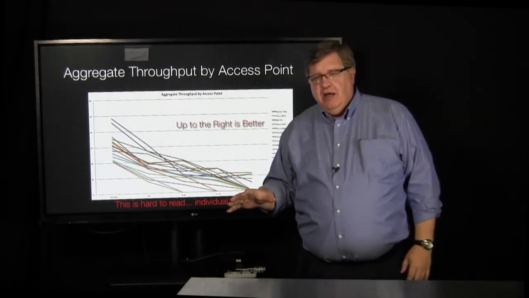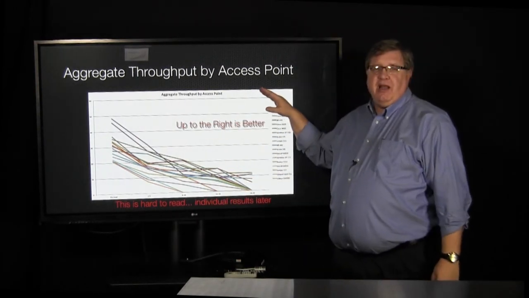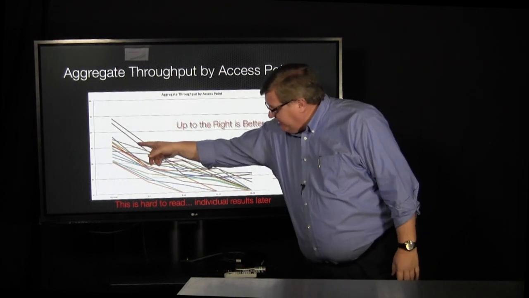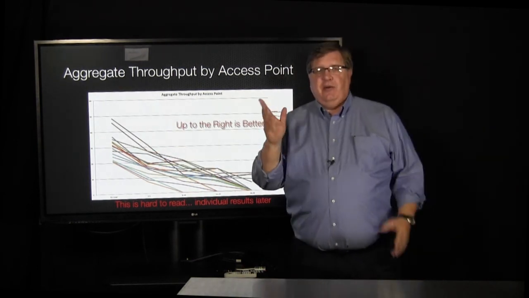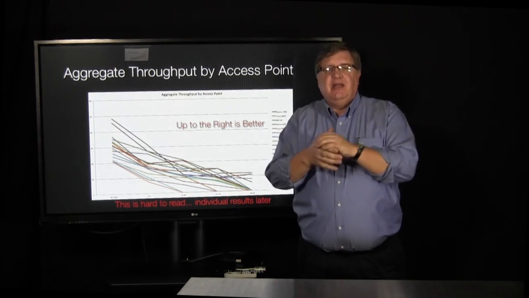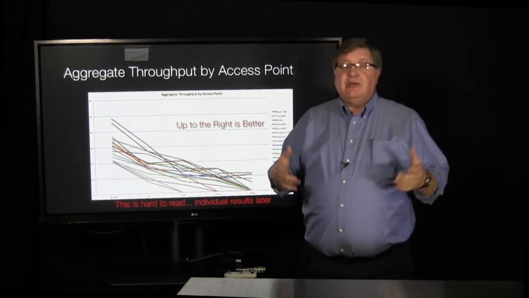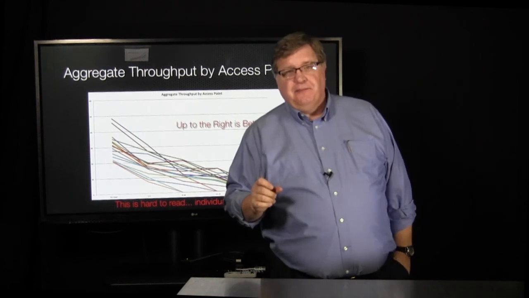This one's really busy. Same up to the right as we had on the last one. Each colored line is a different access point. And yeah, we don't want to have that. It's just too busy, hard to see what's going on. So instead, we're going to show those each individually.